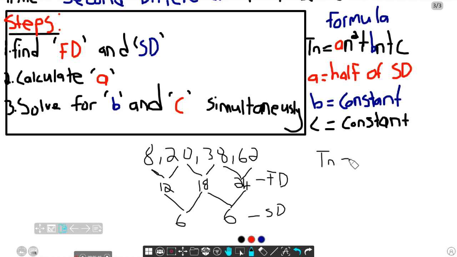Now we can go to our formula and then we substitute. What is A? A is half of our second difference. What is half of 6? It is going to be 3. So it's going to be 3n squared plus, now B is a constant, right? So it's going to be Bn plus C, right? But we're not done. We are not yet done.